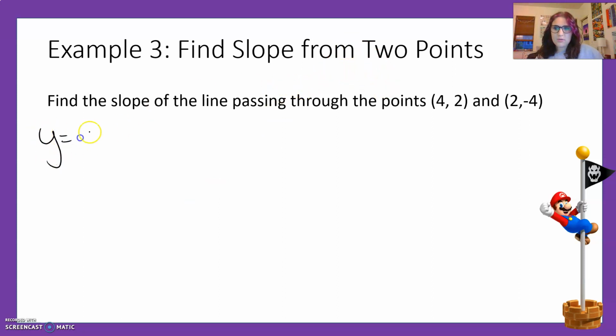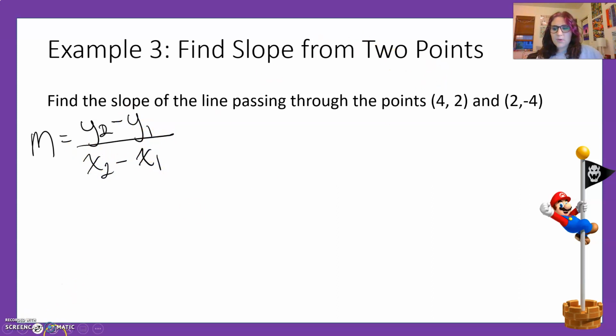So m equals y2 minus y1 over x2 minus x1. And I'm going to label my points first. So 4 is my x1, 2 is my y1, this 2 is my x2, and negative 4 is my y2. So label your points first. Then I simply take these numbers and put them into this formula.